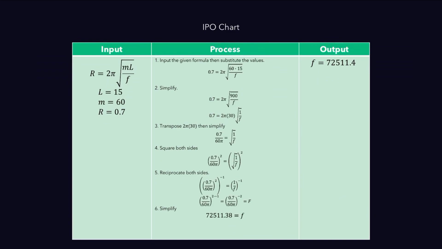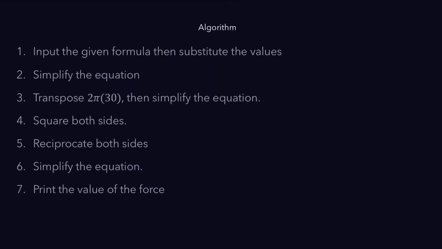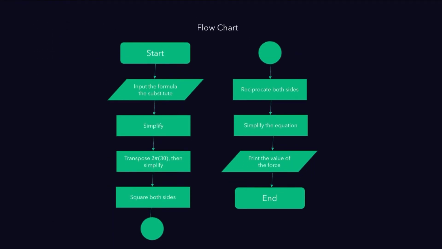Then, we are to divide both sides by 60 pi in order to transpose 60 pi onto the other side. Then, we are to square both sides in order to get rid of the square root. Afterwards, we are to reciprocate both sides by raising both sides to -1. Then, we simplify, thus getting the answer that the force is equal to 72,511.4. Here's the algorithm for this problem, and here's the flowchart.